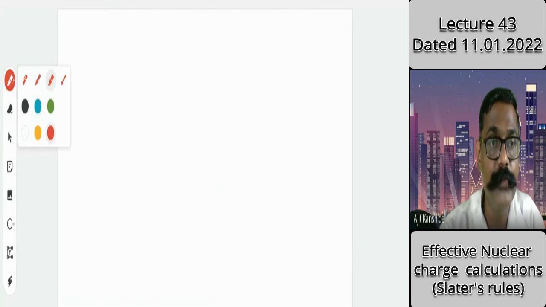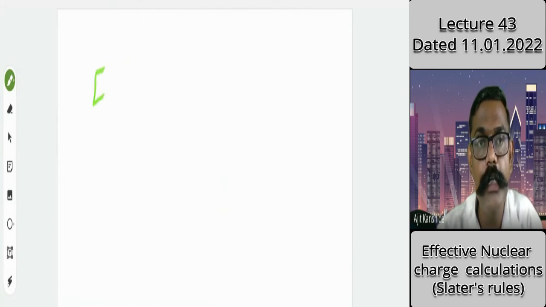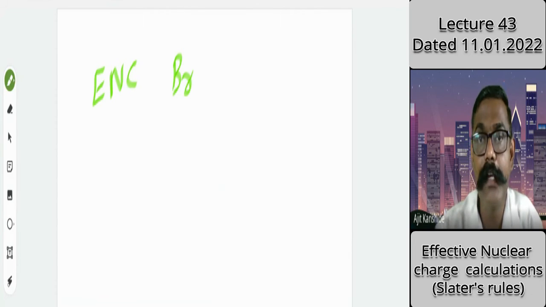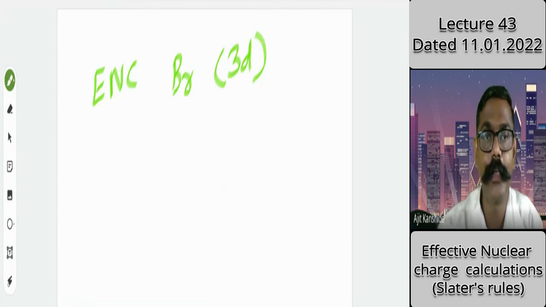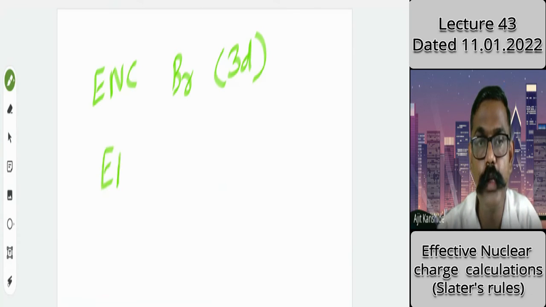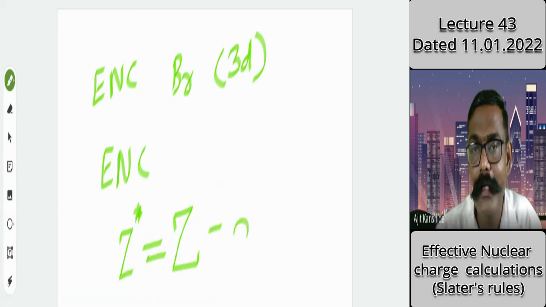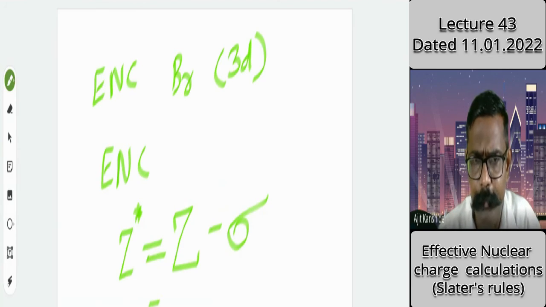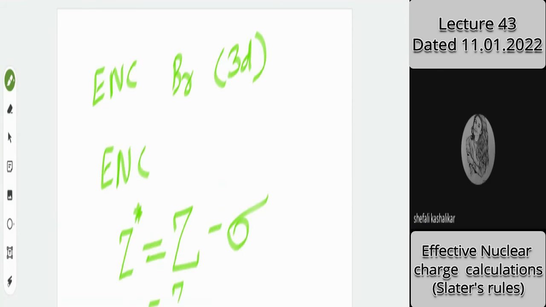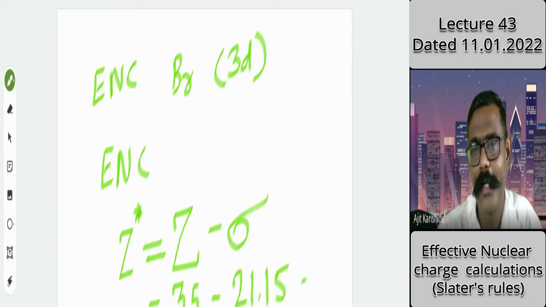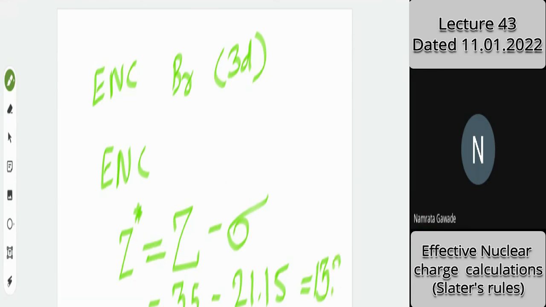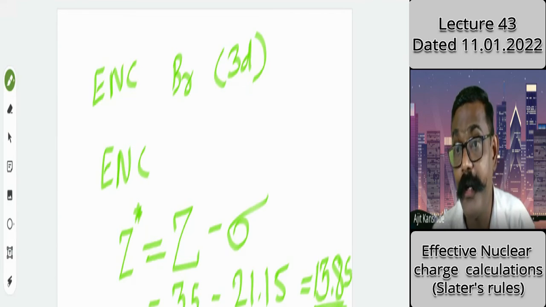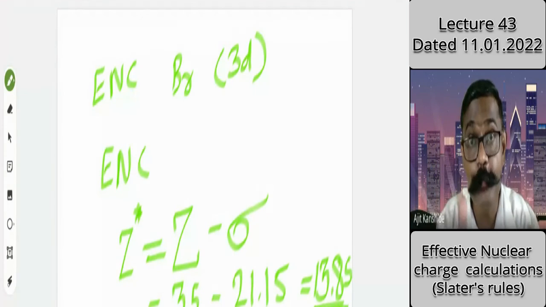If the question comes, calculate the effective nuclear charge for bromine for an electron present in 3d, then what will you write? The effective nuclear charge, represented as Z star, Z asterisk, is equal to the atomic number of bromine, Z, minus the screening or shielding constant, sigma. The atomic number of bromine is 35 and sigma is 21.15. Now calculate: the answer is 13.85.